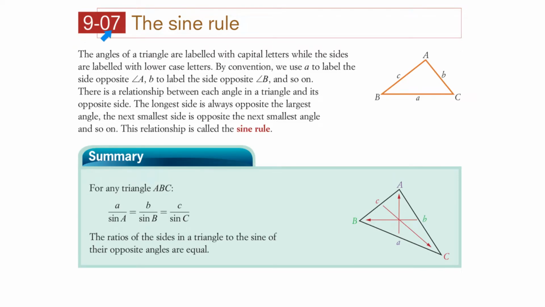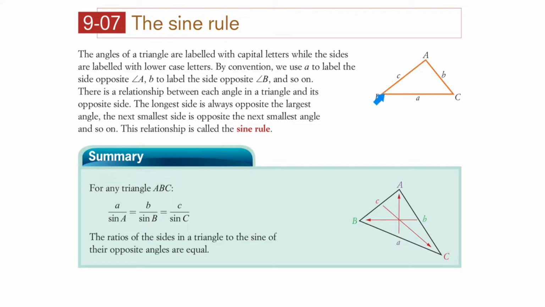Chapter 9, 9-07, the Sine Rule. The angles of a triangle are labelled with capital letters while the sides are labelled with lowercase letters. So we've got capital letters at the apex, the angles there, and then directly opposite we use the smaller case letter for the length of the side.